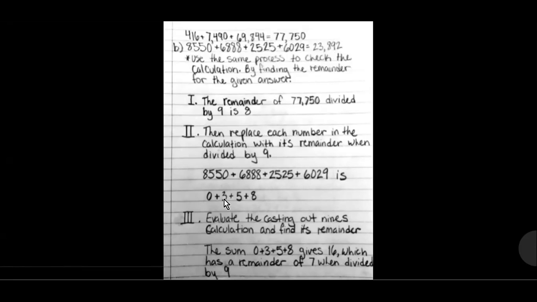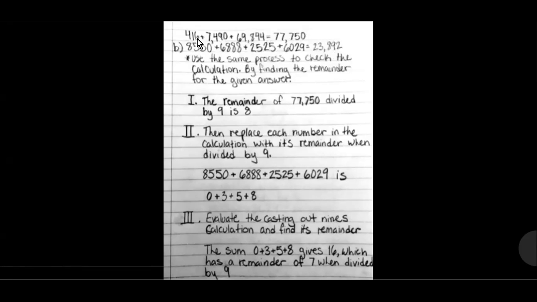So now what we have to do is evaluate the casting out 9's calculation and find its remainder. The sum of this, which is right here, 0 plus 3 plus 5 plus 9, gives us 16, which has a remainder of 7 when divided by 9. So is this number and this number the same? No. Therefore, that is how we know that it has the wrong calculation.